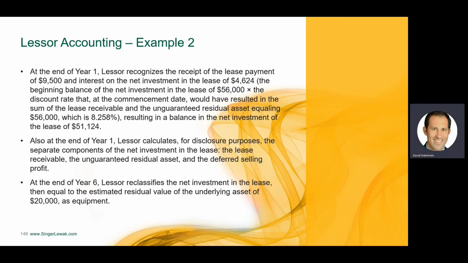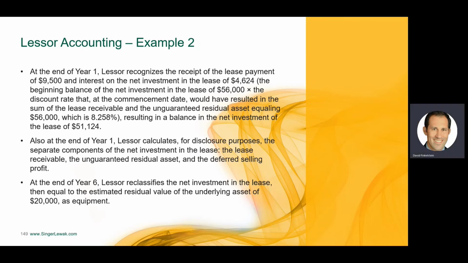At the end of the first year, the lessor is going to recognize the receipt of the lease payment of $9,500 and the interest on the net investment of the lease of $4,624, which is the beginning balance of the net investment of the lease of $56,000 times the discount rate that at the commencement date would have resulted in the sum of the lease receivable and the unguaranteed residual asset equaling $56,000, which is the 8.258, resulting in a balance in the net investment in the lease at the end of the year of $51,124.